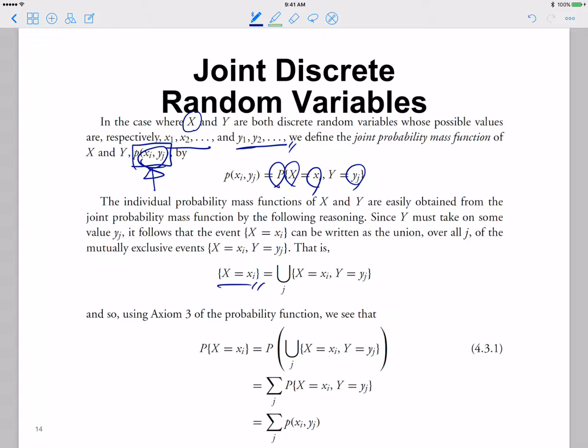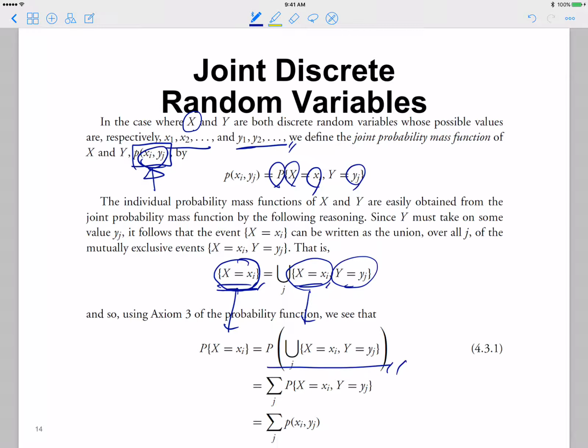Okay. So in terms of an event, this kind of event is the same as the union of x being fixed as x_i, and then we consider all the possible y_j values, and then its probability will be also the same thing.